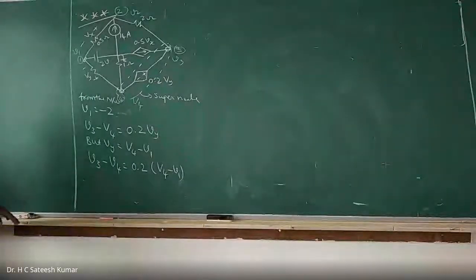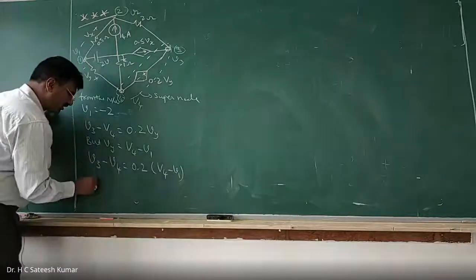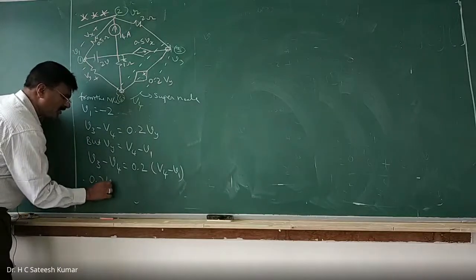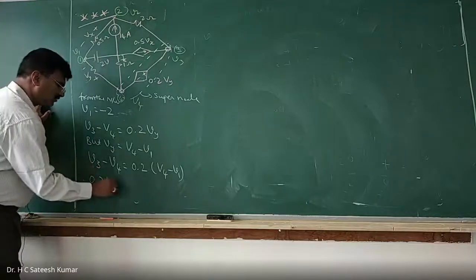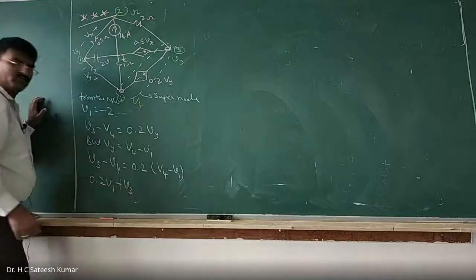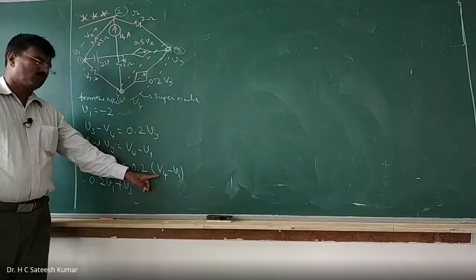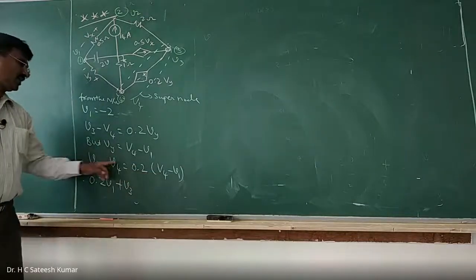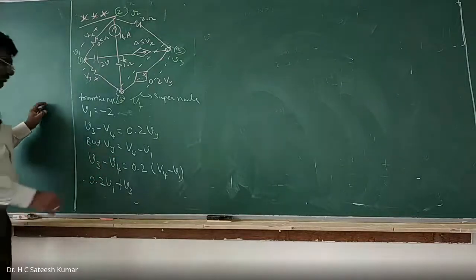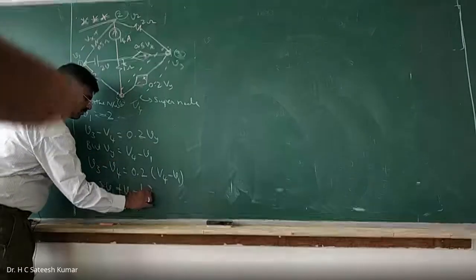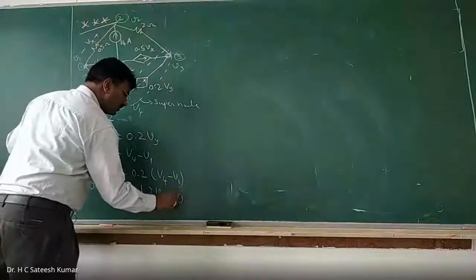Therefore, what will you get? Transfer all of them to the left hand side. 0.2 V1, transferring to the left hand side. Okay. What about V2? V2 we don't have. V3. What about V4? 0.2 V4 is there, and transferring to the right hand side, minus 0.2 V4. Minus 1 V4 minus 0.2 V4, minus 1.2 V4 is equal to 0.